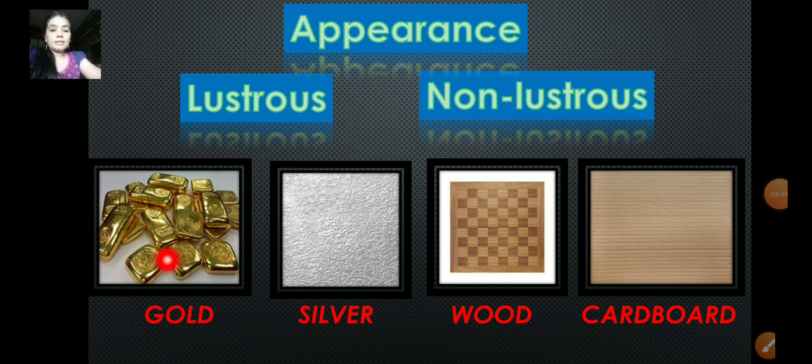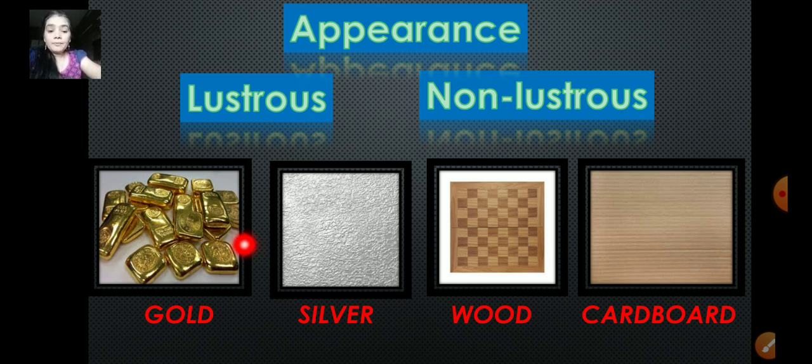Materials that have luster are usually metals. They are made of metals like gold, silver, iron, copper, aluminium. These are the examples of metals that are shining. That is called lustrous. Lustrous is nothing but shining things, metals. So some metals often lose their shine, like gold, copper, iron, all that.